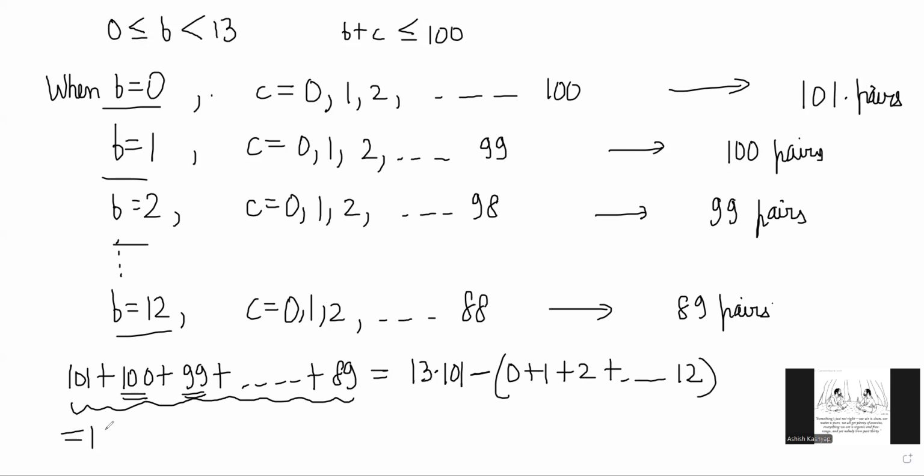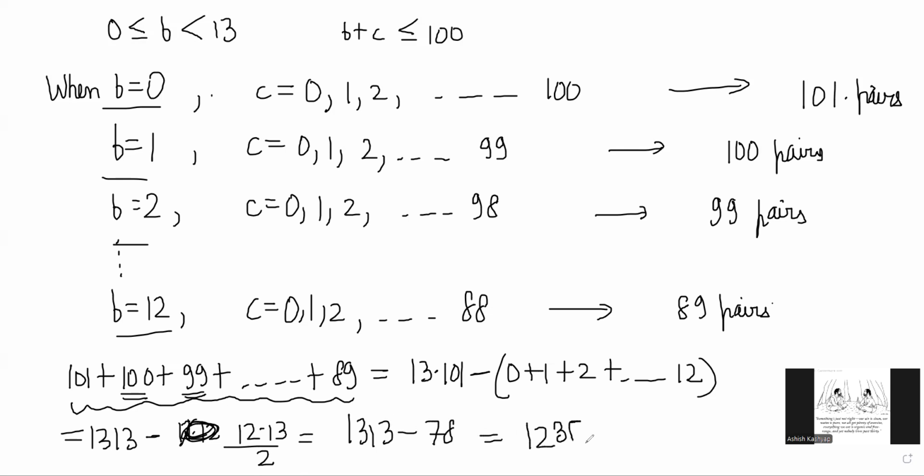So this becomes 13 into 101 minus the sum of the first 12 natural numbers, which is 12 into 13 by 2. So this is going to be equal to 78. So 1313 minus 78 is equal to 1235. So these are the number of pairs that are coming for B and C under these conditions.